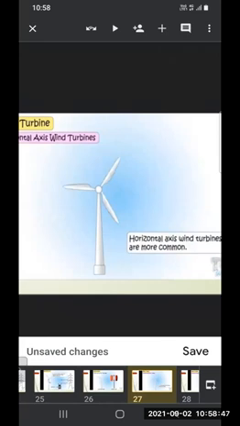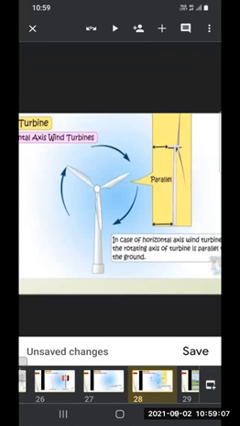Horizontal axis wind turbines are more common. If you are traveling by train at a high peak, then you will be able to see the wind power plants. Horizontal axis, these are very common. In case of horizontal axis wind turbines, the rotating axis of the turbine is parallel to the ground.